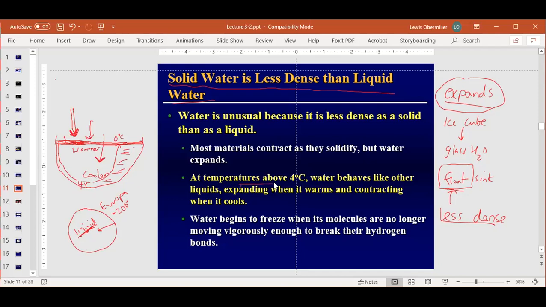The temperature that water is densest is 4 degrees. So at the bottom of the ocean of Europa, it's going to be 4 degrees, because that's physics, not 40. That's a degree.